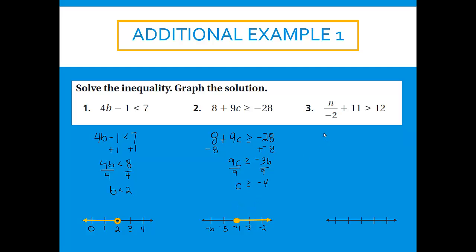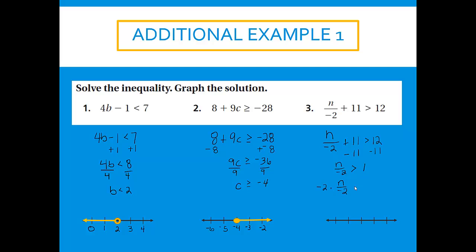And now for number 3, we have n divided by negative 2 plus 11 is greater than 12. First, we're going to subtract 11 on each side. And we're going to get n divided by negative 2 is greater than 1, because 12 minus 11 is 1. Now we need to multiply both sides by a negative. So we're going to have n divided by negative 2, and we're going to multiply by negative 2.